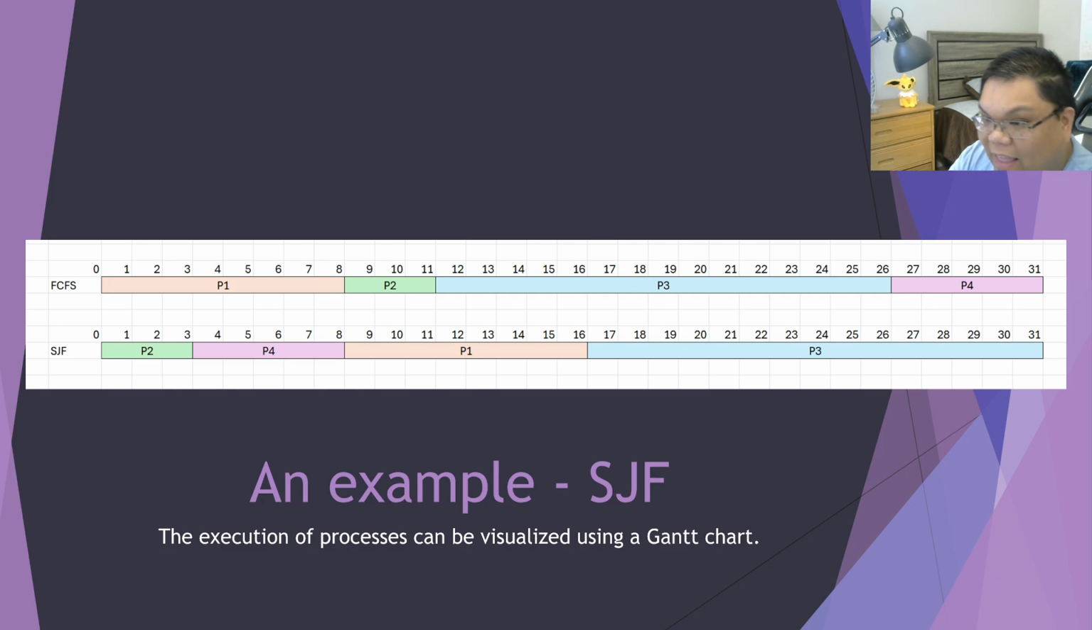SJF is where we order these processes in increasing burst times. So process 2 runs first because it has the shortest burst time of 3 milliseconds, then process 4, then process 1, and then process 3. The end result is that we arranged these processes in different orders, resulting in different wait times, resulting in different average wait times for these processes.